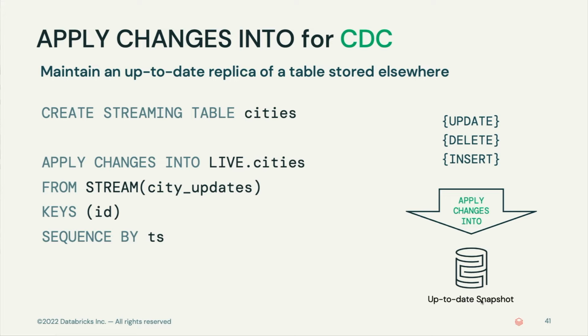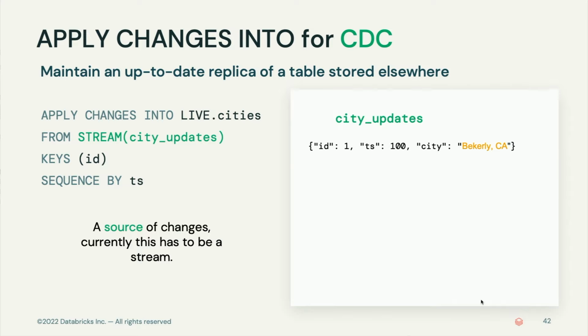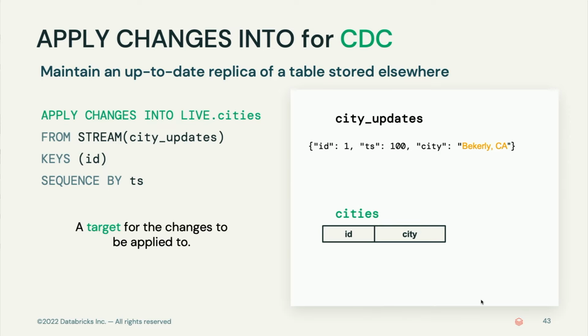So we have this new command called apply changes into, and let's break it down. Apply changes into has a source where we are reading these updates from. So in this case, I'm reading from another Delta table called city updates. And so it's going to create this table called cities where the updates are applied to. You have to tell it what the primary key is. This is how we identify each record. So when a new record comes in, we will look up the record with that key. If it doesn't exist, we will create it. If it does exist, we will update it.